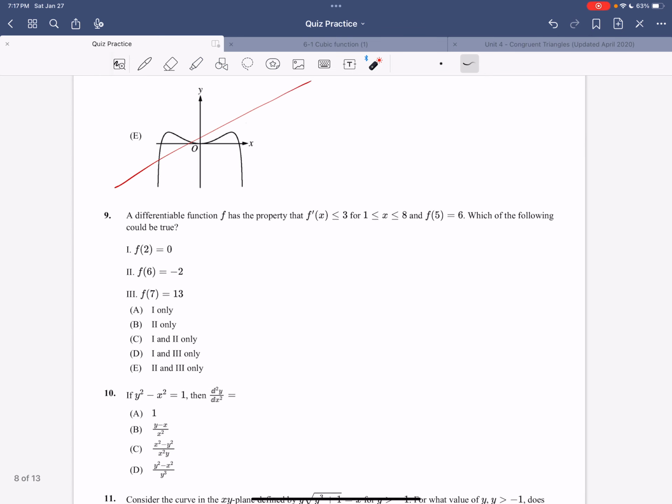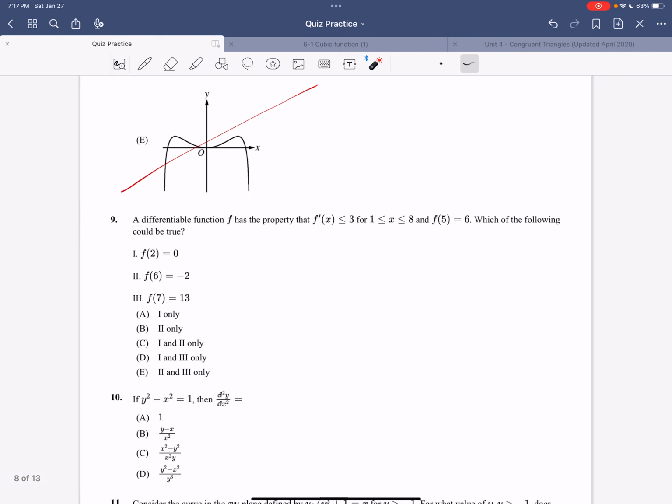Now let's do question number 9. A differentiable function f has this property from here to here, and f of 5 is equal to 6. Which one of these should be true? So now let's look at this. f prime is less than 3, which means the slope should be less than 3, right, from 1 to 8. So let's see which one can be true.